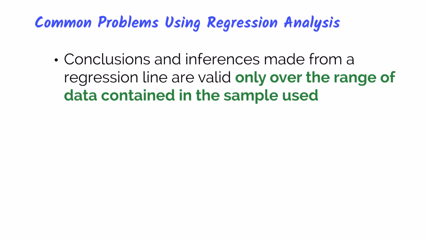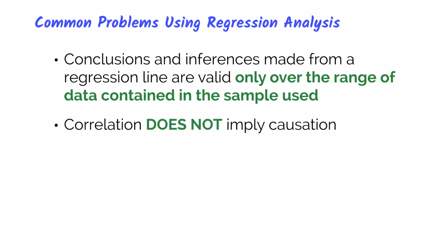The first issue to be aware of is that the conclusions and inferences made about a regression line are only applicable to the range of data contained in the sample used. So for instance, in the hospital example, we were looking at hospital stays between 1 and 16 days. So we should be cautious about applying our regression model to someone staying at the hospital for 30 days, for instance. Now, we must remember that correlation does not imply causation.